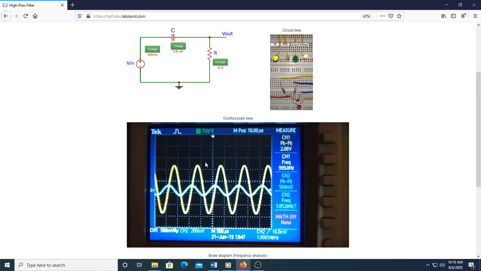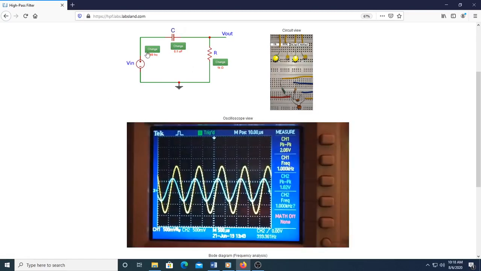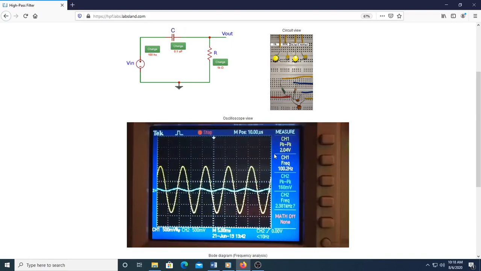Let's see the impact of signal frequency on the high-pass filter response by keeping the value of the resistor and capacitor constant at 1 kΩ and 0.1 microfarad respectively. Input sine wave of 2 volt peak-to-peak amplitude. The cutoff frequency of the high-pass filter is 1.59 kHz. First, with input signal at 100 Hz, the oscilloscope shows the output signal peak-to-peak amplitude of 160 mV.